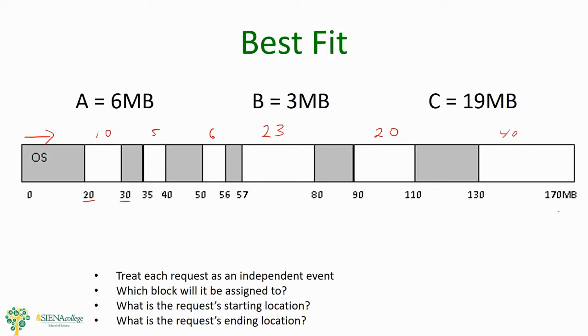A is going to fit perfectly right into here. Nothing left over. B. Well, 35 to 40 is the smallest partition that will fit 3. So B will go here. But it doesn't use all of it. So it will run from 35 to 38. That will be the beginning of our next opening.